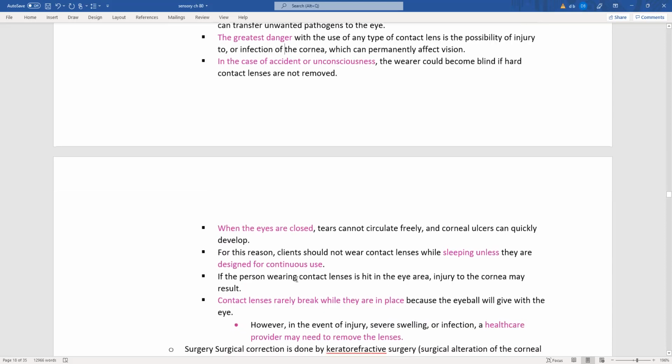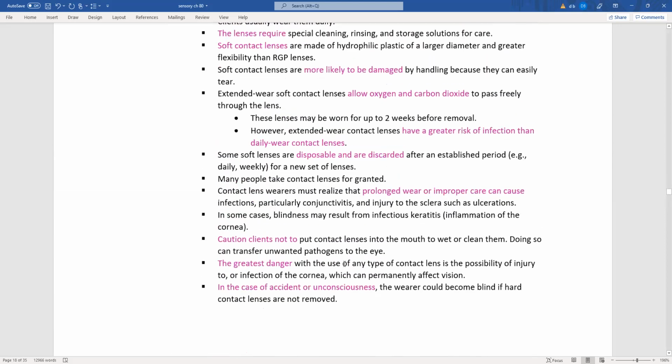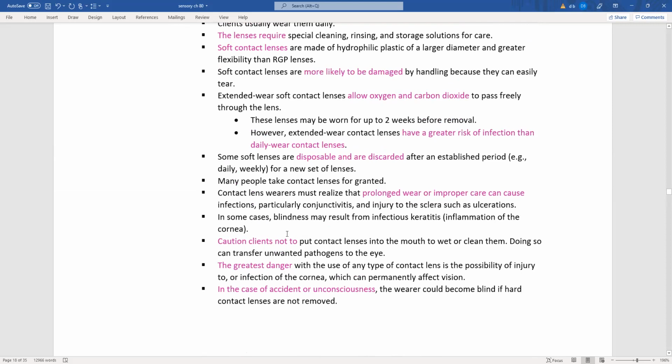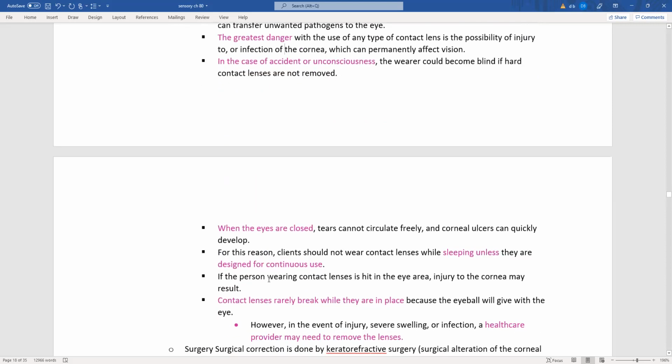That's when they should wear them: if they are for continuous use, like the extended wear. But if they're not designed for that, don't try to make them do what they're not supposed to do. If the person wearing contact lenses is struck in the face in the eye area, injury to the cornea may result. Contact lenses rarely break while they are in place because the lens will give with the eye.